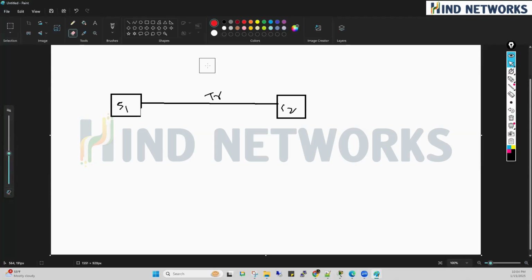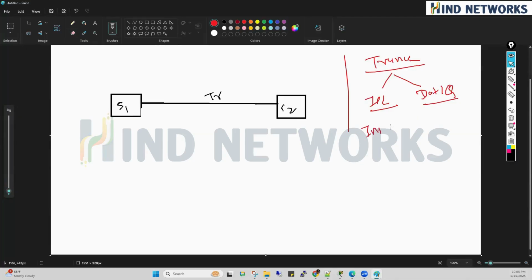Now guys, this tagging is happening because of one protocol. Clear? So what is that protocol? Please remember, on a trunk there are two types of protocol we are using. The first one is called ISL. The second one is called .1Q. ISL means Inter-Switch Link. And the second one is .1Q. These are the protocols responsible for tagging on a trunk link. Clear, guys? Everyone, yes or no?